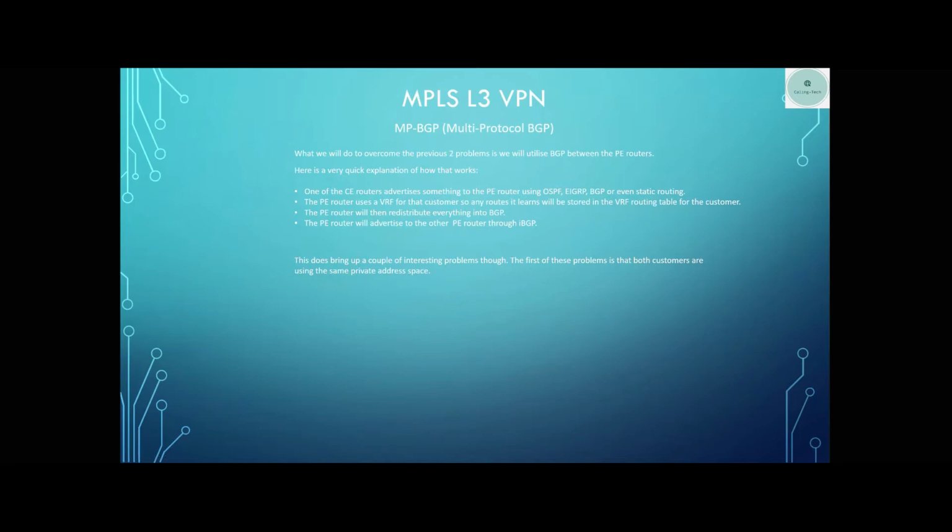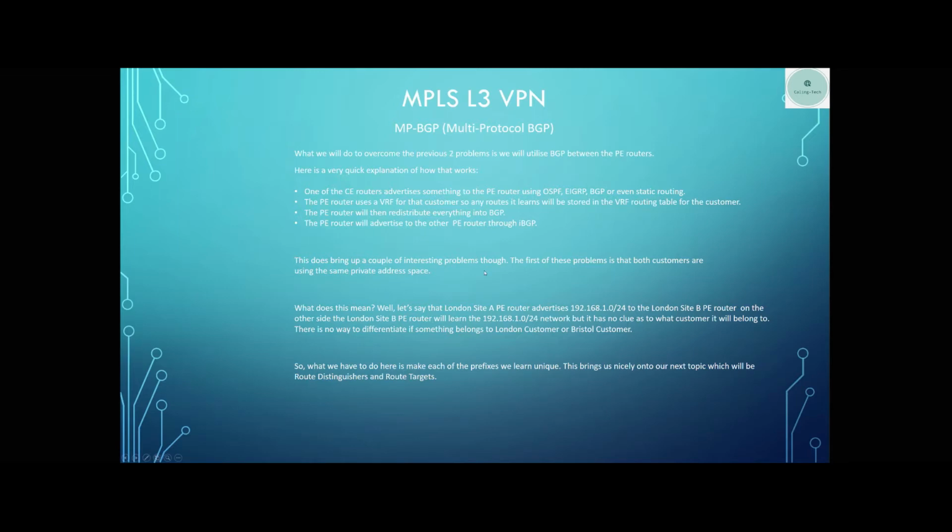This brings up the interesting problem, though, that they're both using the same private address space. What that actually means is that when the London site A PE router advertises 192.168.1.0/24 to the London site B PE router, the other side will learn the 192.168.1.0/24 network, but it has no clue as to what customer it will belong to. So there's no actual way to differentiate if something belongs to the London customer or Bristol.